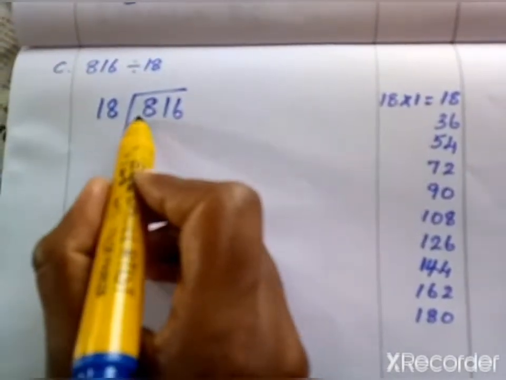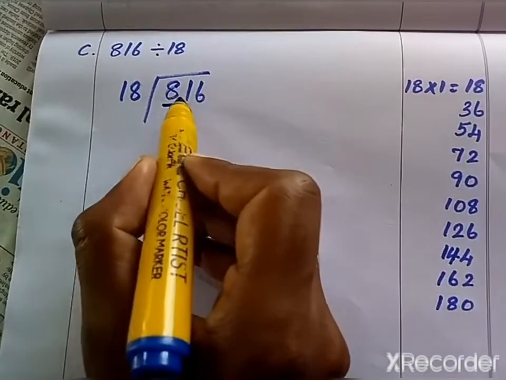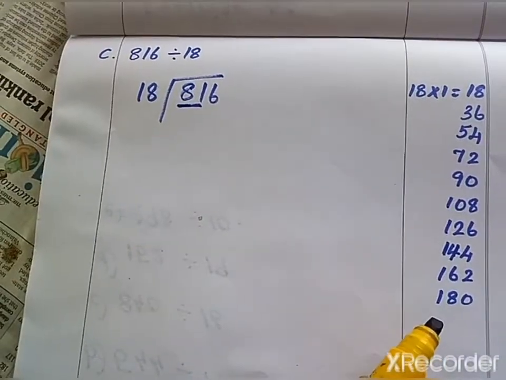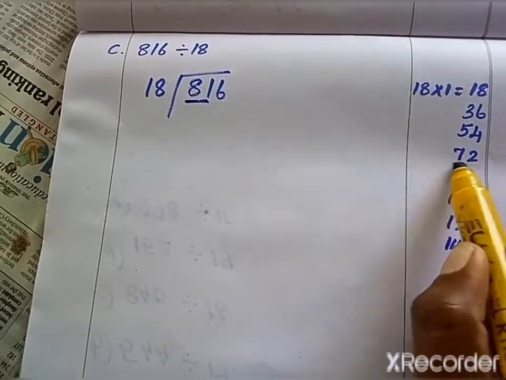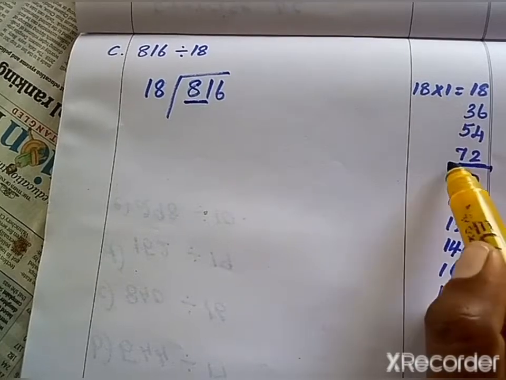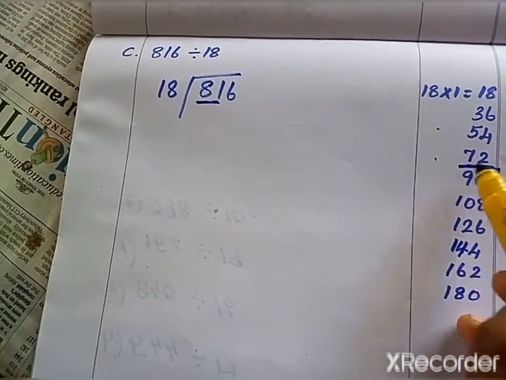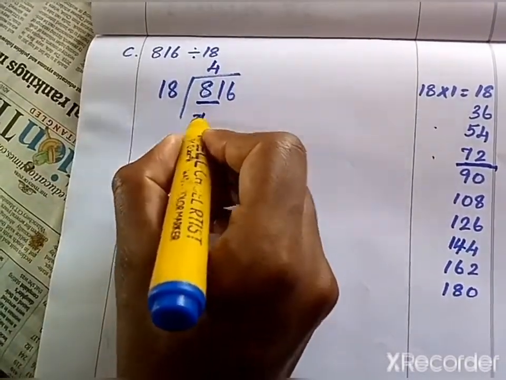So here 8. So 8 is less than 18. So we cannot divide that. So we can take 81. So we have to check whether 81 is in 18th table. So we don't have 81 here. So what is the number less than 81? Yes, it is 72. So at what time we get 72? 1, 2, 3, 4. So 18 into 4 we get 72. So write 4 here and 72.